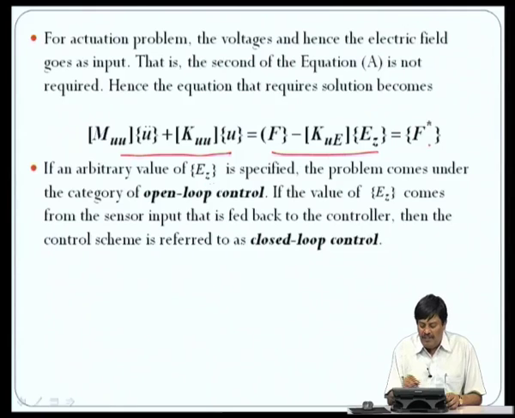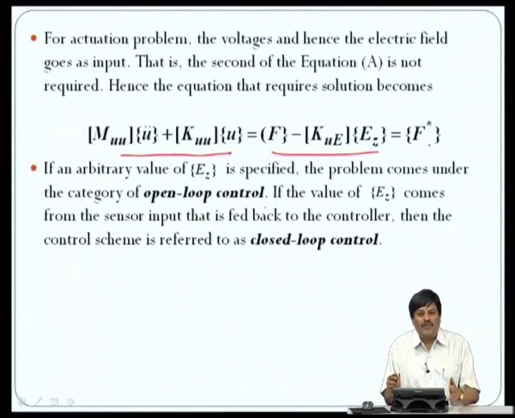If any arbitrary value of E is specified, the problem comes under the category of open loop control. If the value of E comes from the sensor input, which is fed back into the controller, then the control scheme is referred to as closed loop. We can do both open loop and closed loop from the finite element analysis, and this is how we do it using the two dimensional problem.